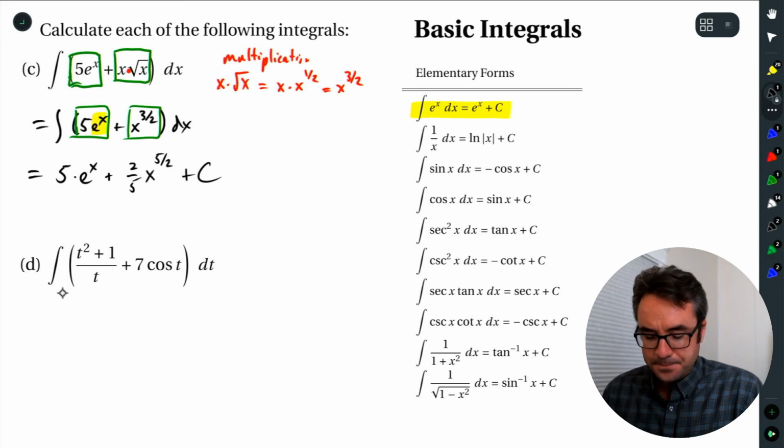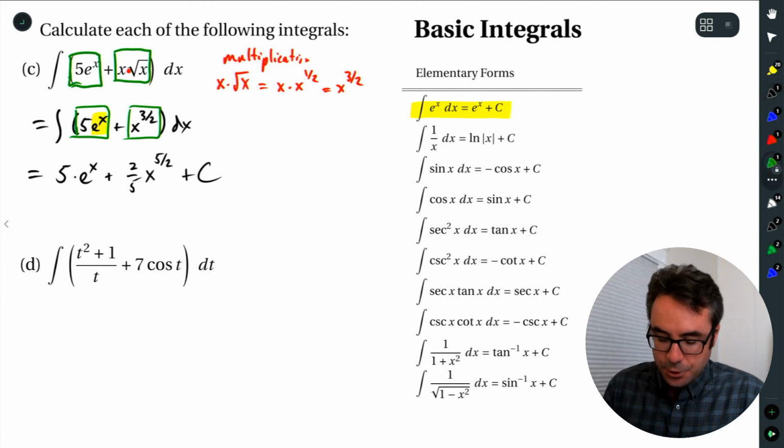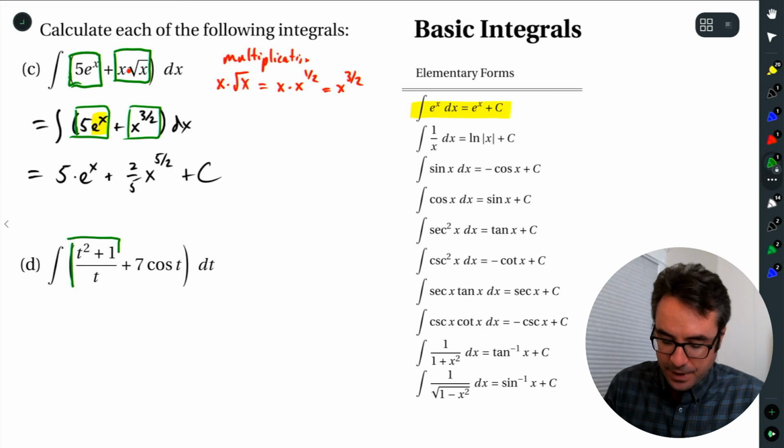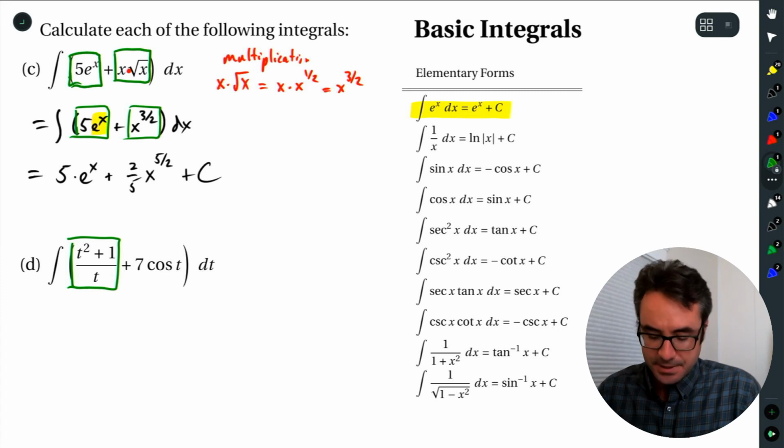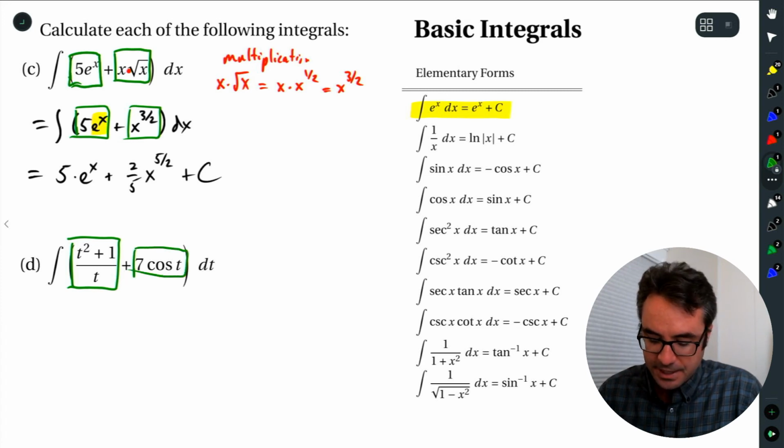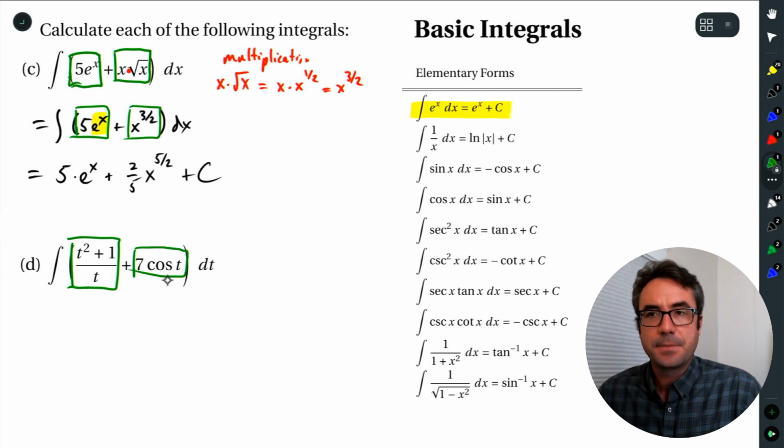Going on to the last one, when we look at this, what I'm seeing is, again, two separate terms. I have this fraction here, t squared plus 1 over t, then plus, and then I have a second term here, 7 times cosine t. So this second term is not too bad. It's a constant multiple, and then we just focus and integrate cosine. We can just look that up or have it memorized.